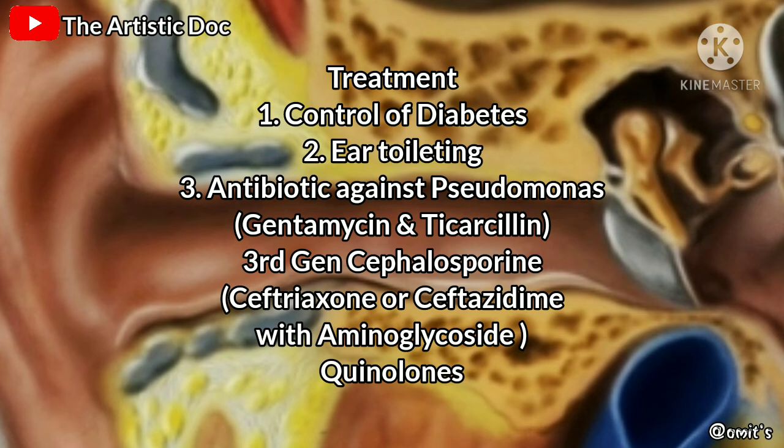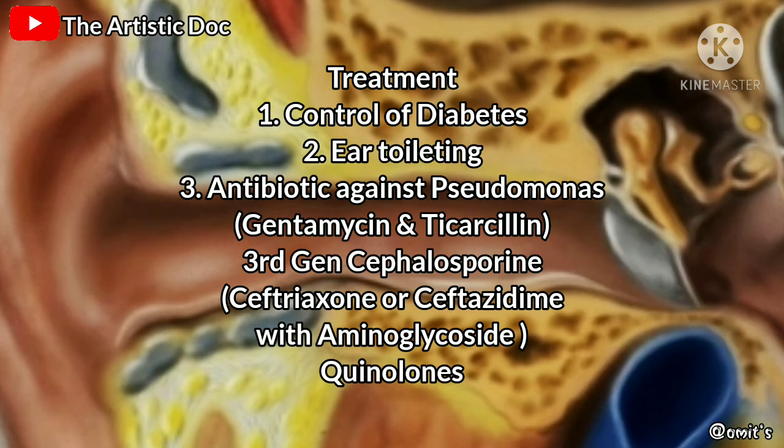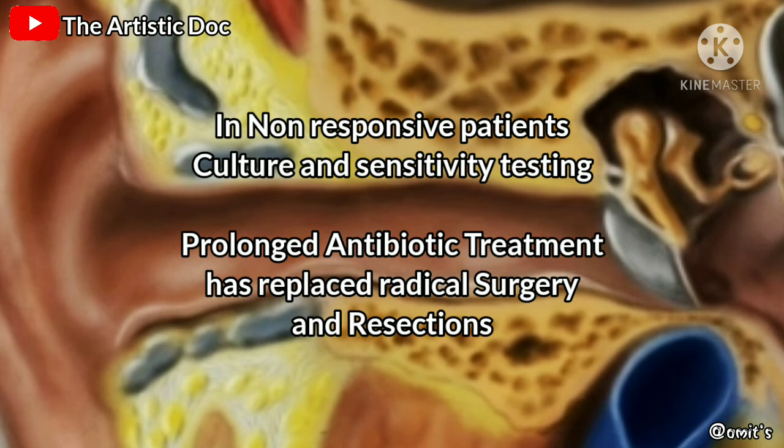Treatment consists of control of diabetes. Antibiotics against Pseudomonas, intravenous gentamicin, and ticarcillin. A third-generation cephalosporin, like ceftriaxone 1 to 2 gm/day or ceftazidime, with an aminoglycoside is given. Quinolones are also effective. In non-responsive patients, culture and sensitivity is done and treated accordingly. Prolonged antibiotic therapy has replaced radical surgery and resection.